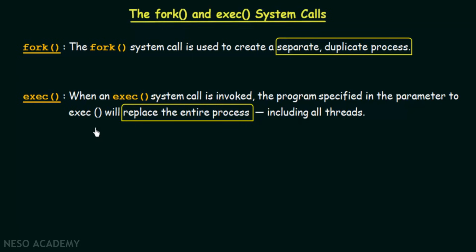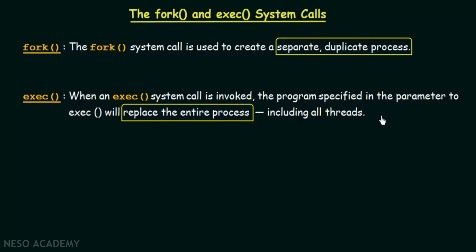We can understand in simple terms that the exec system call is used to replace a process with another process, and they will have the same process ID, because here we are not creating a new process but replacing an existing one. So the process ID will remain the same but the contents will be different. That is what this exec system call is used for.